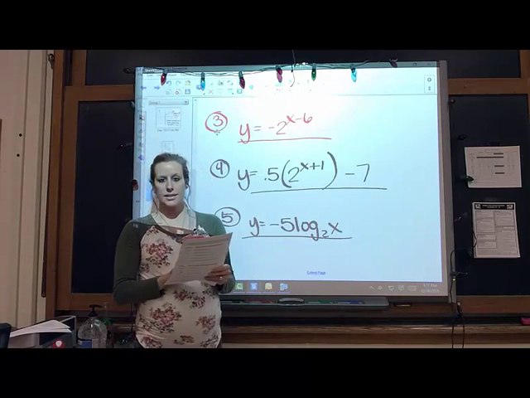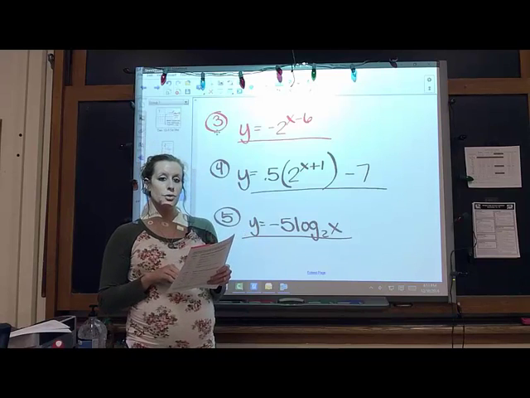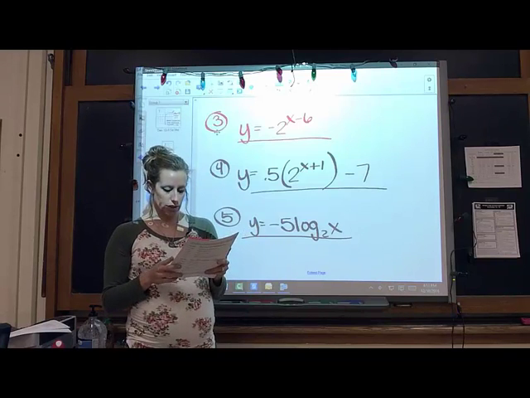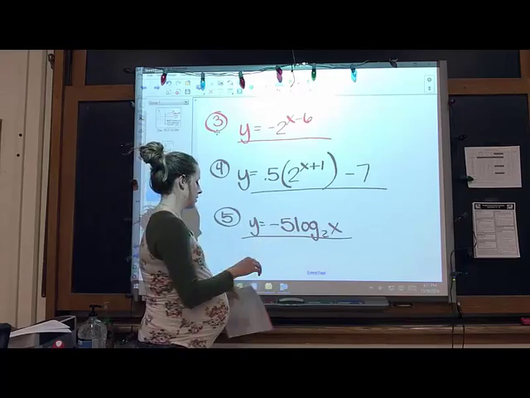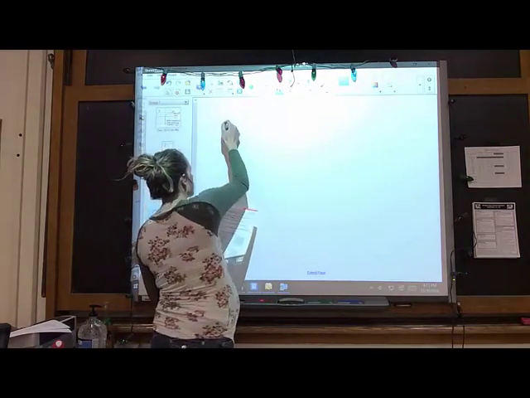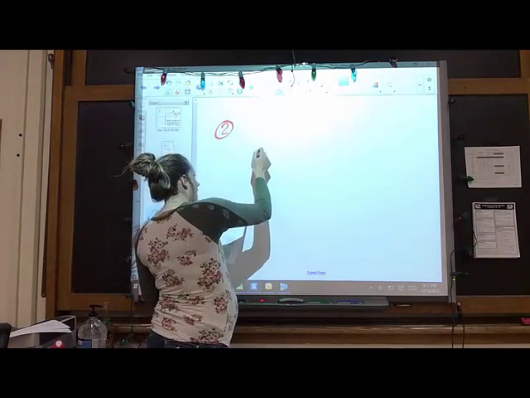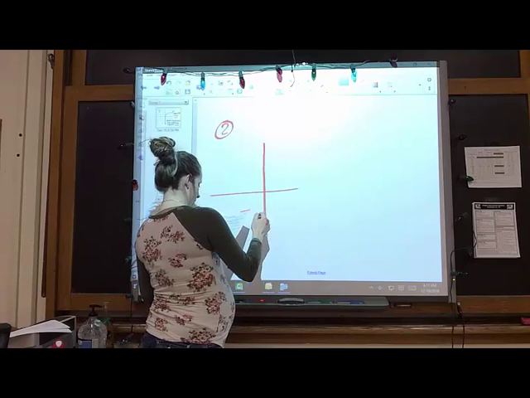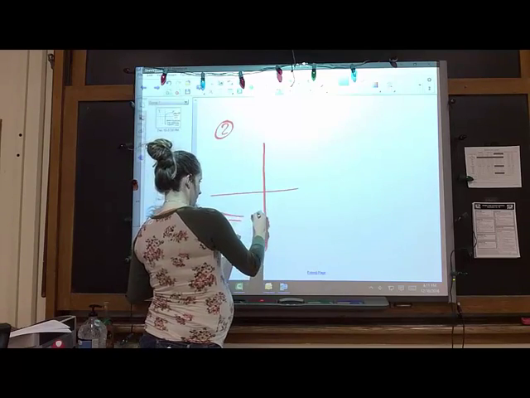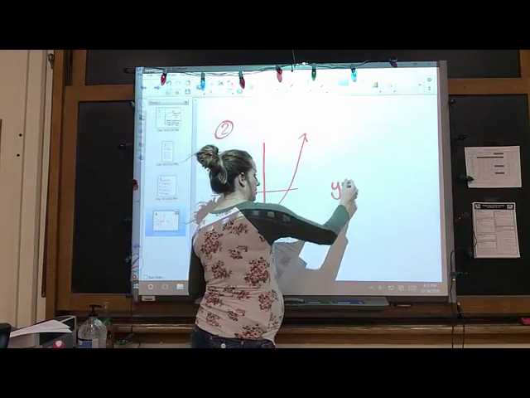All right, very last section, we're almost done. We're going to do examples 2 and 4 on this last section with the graphs. Okay, so on number 2, let's see, we have a graph, and it looks something like this. And we need to write the equation.